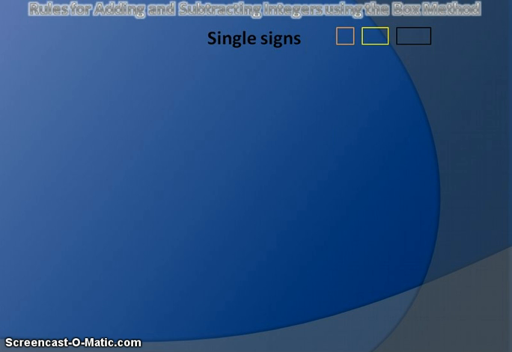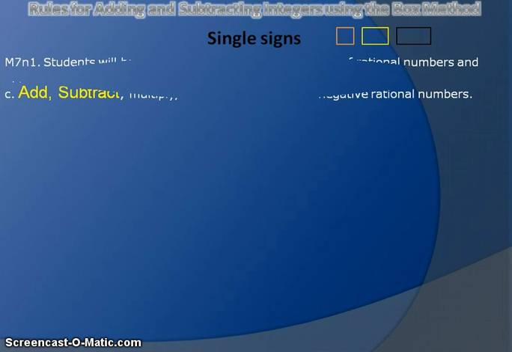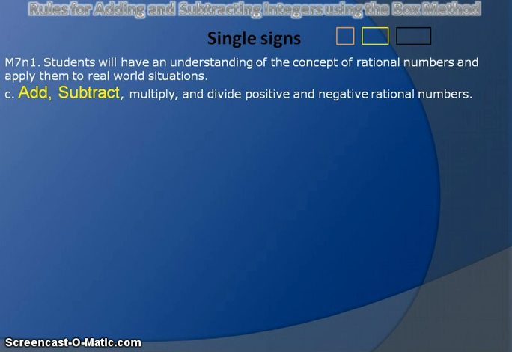The standard that we're going to be using is going to be dealing with single signs, and students will have an understanding of the concepts of rational numbers and apply them to real-world situations. The part of this standard we're going to be concentrating on is adding and subtracting.